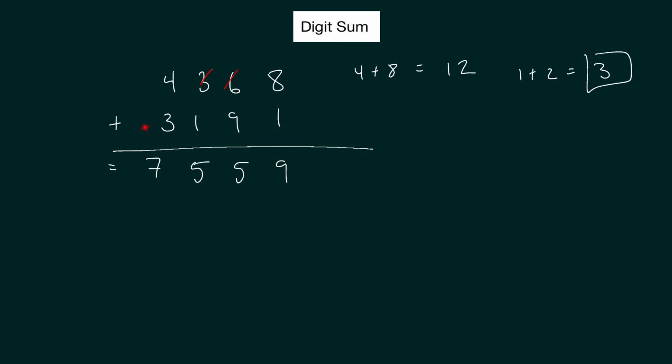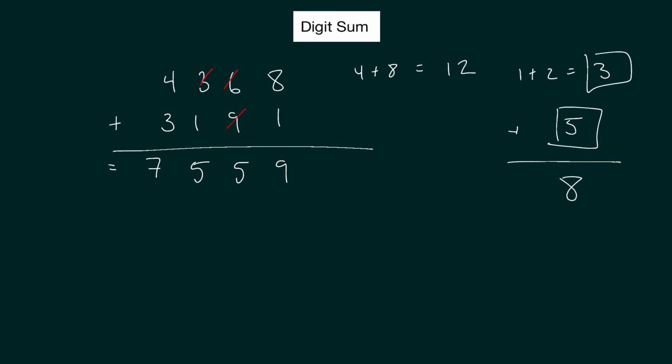Now let's find the digital sum of this number here. Once again, casting out 9s, we can cross out that 9. So 3, 1, and 1, that equals 5. So here is our digital root for this number. Now let's add these two digital roots together, because remember, we're doing addition here. So 3 plus 5 equals 8. So the digital root of the answer here should also be an 8.